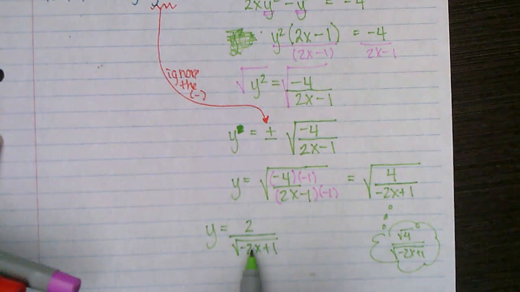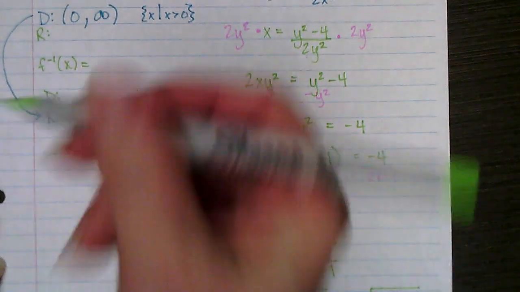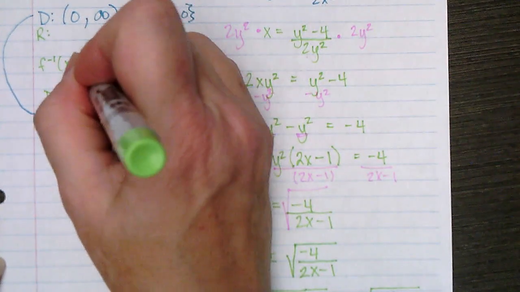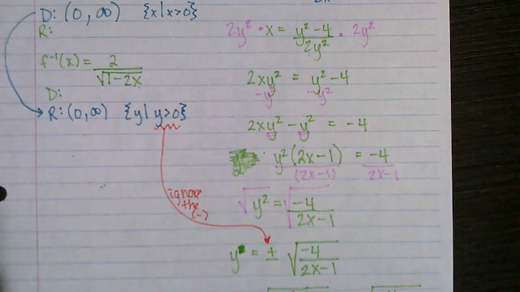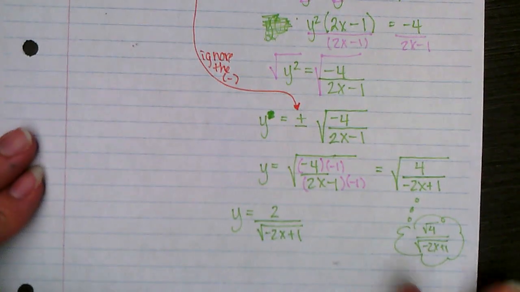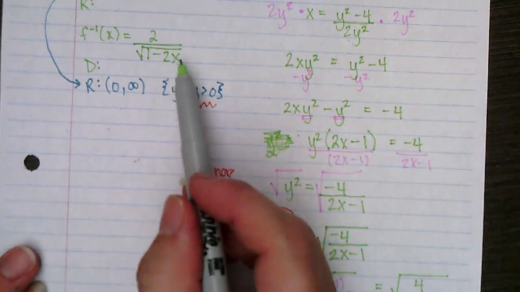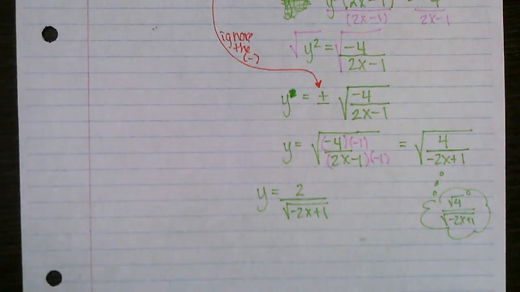So I'm going to write that up here where I left a space for it. So f inverse will be 2 over the square root of 1 minus 2x, or negative 2x plus 1. That's the same thing. Whichever one you feel happier about, you can use 1 minus 2x or negative 2x plus 1. Now let's figure out the domain for our inverse function.